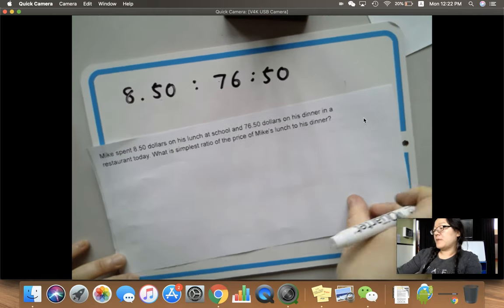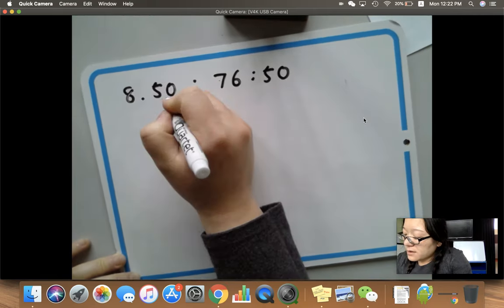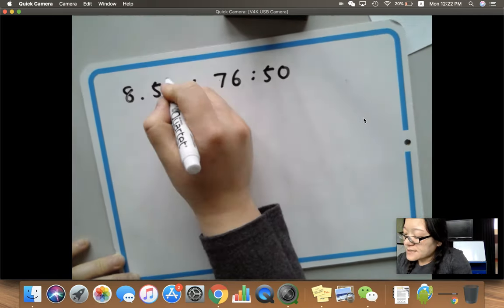All right, so first of all, yes, this is in a hundredths column, but it's a 0. You can get rid of that and it means the exact same thing. So let's get rid of that to make it less complicated. So now it's 8.5 to 76.5. They're in the tenths, so we're going to multiply by 10. 8.5 times 10 is 85, and 76.5 times 10 is 765. So that is the ratio we're going to simplify.